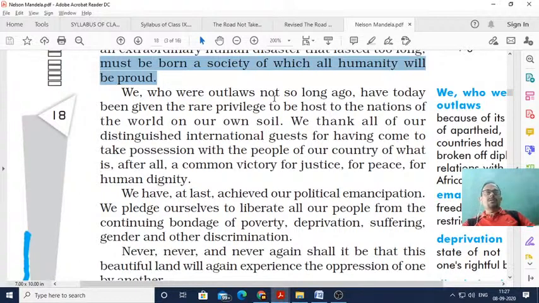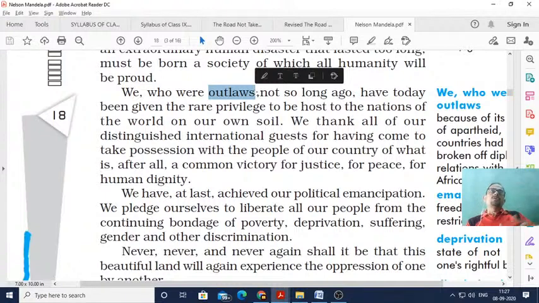It is his inaugural address, and his inaugural address is saying, we who were outlaws. Outlaws means people who were not considered as citizens of the country, or who were discriminated against. They are called outlaws. People who were not given any right to speak, or who were not integrated in the mainstream society, they are called outlaws. So Nelson Mandela is saying, we all black people were outlaws, just recently. Till recently we were all outlaws.